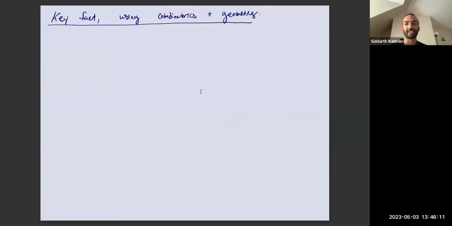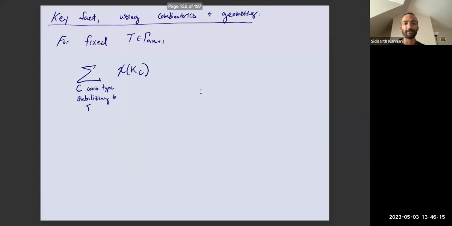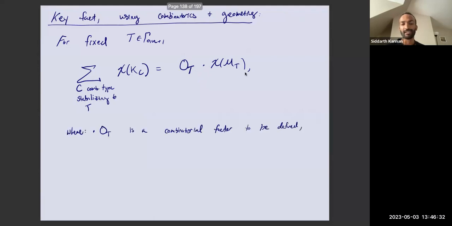So the key fact that I want to sweep under the rug for the sake of time is this: for a fixed tree with n+1 leaves, if I look at the sum of all of the buckets stabilizing to that tree when I smooth out bivalent vertices, this Euler characteristic ends up being something called O sub T times the Euler characteristic of M sub T.